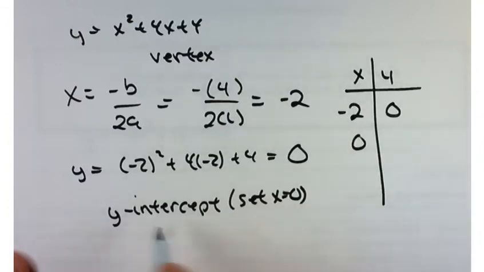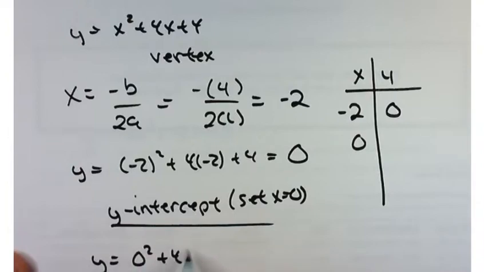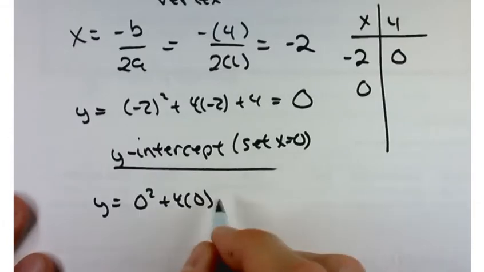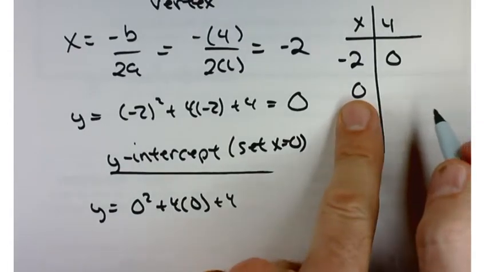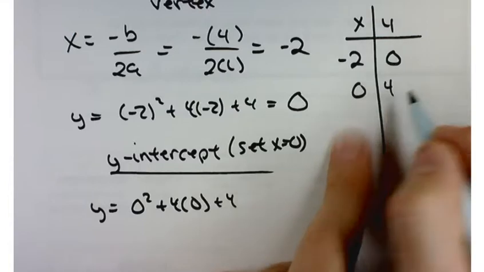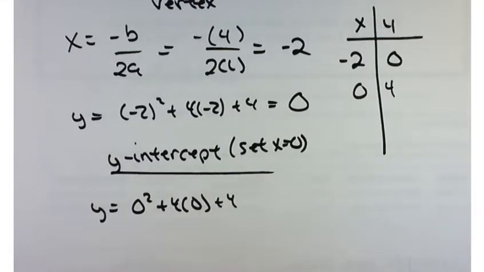So if I put in a 0 here, y equals 0 squared plus 4 times 0 plus 4. I hope we don't need our calculators on that one. 0 and what else? 4. So those are a couple good points to start with. And let's see how far we can get with those 2 points.